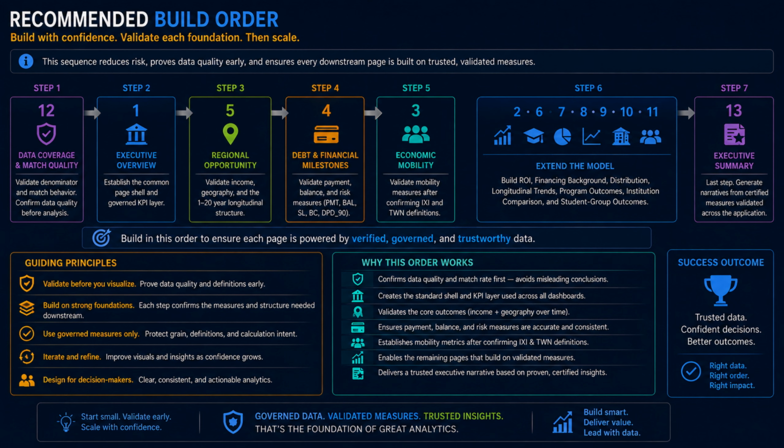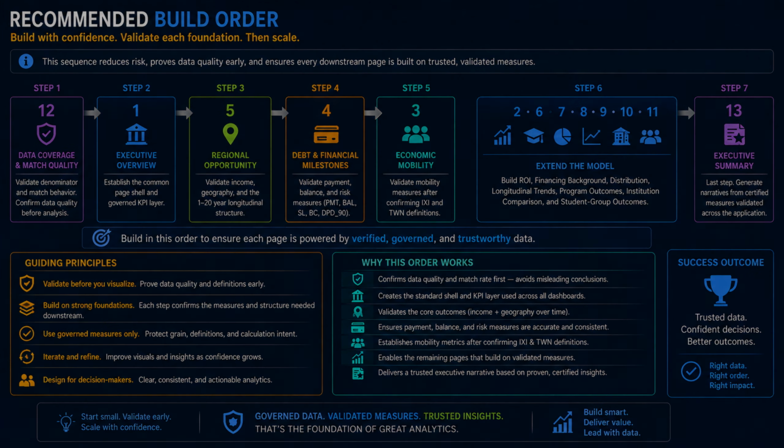Then Dashboard 4, Debt and Financial Milestones, to validate payment, balance, and risk measures. Then Dashboard 3, Economic Mobility, after confirming the IXI and TWN definitions. Once those foundations are stable, extend the model into dashboards 2, 6, 7, 8, 9, 10, and 11. Dashboard 13, the executive summary, comes last because every narrative statement should be generated from certified measures that have already been validated elsewhere in the application.